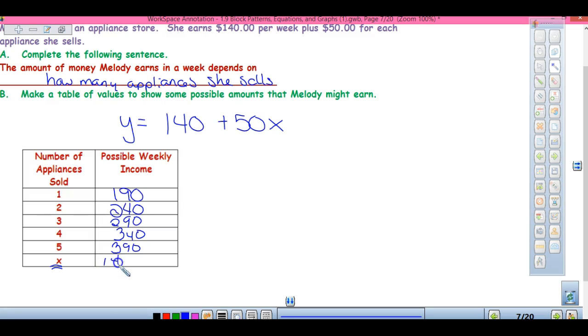Now, when they put x, that's where they want our expression. Our 140 plus 50x. Would it be wrong if you put 50x plus 140? No, same thing. A little different when you're using subtraction, but with addition, you can do it that way.